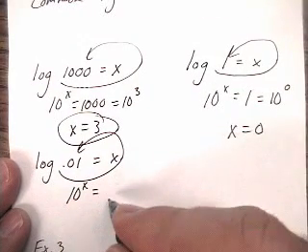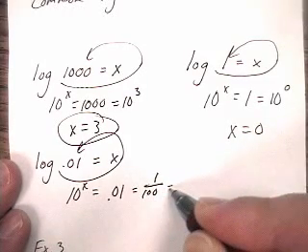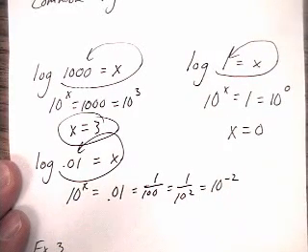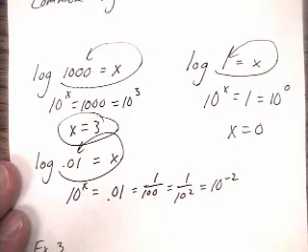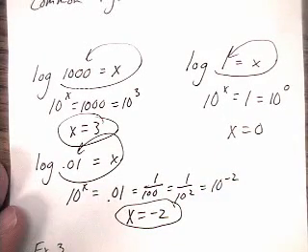10 to the x equals 0.01. Just 1/100. 1 over 10 squared. 10 to the negative second. So x must be -2.